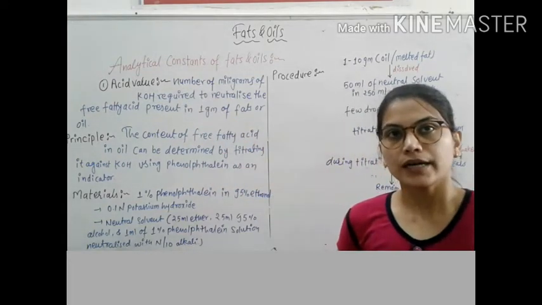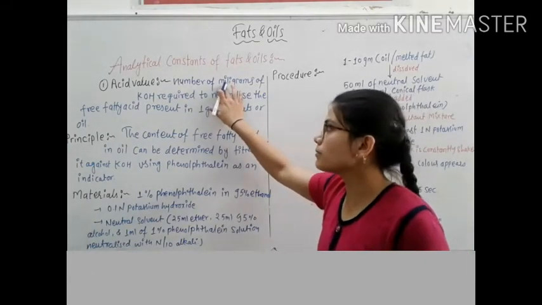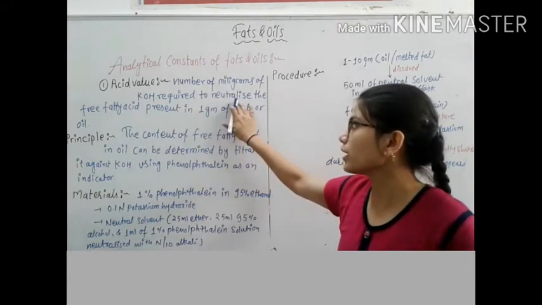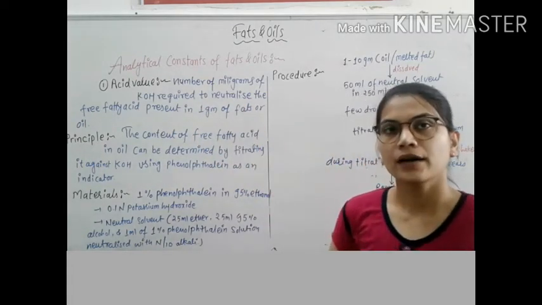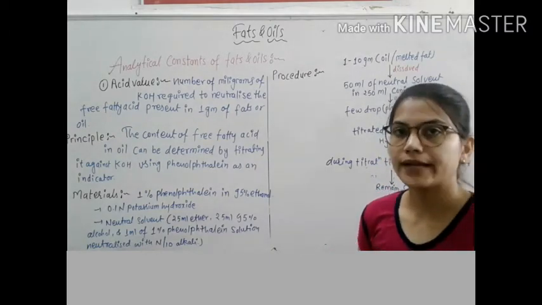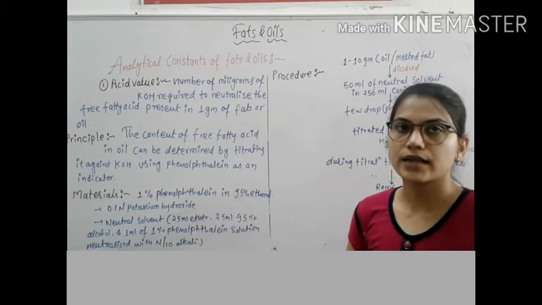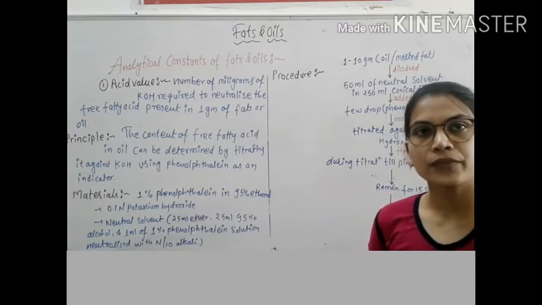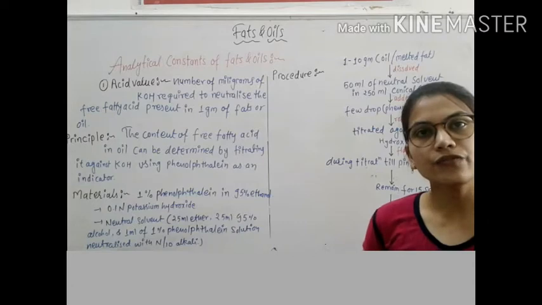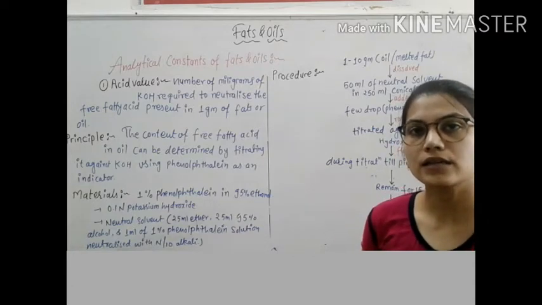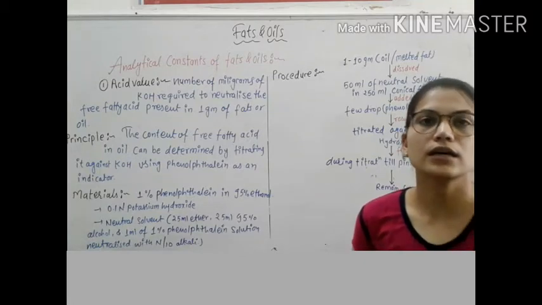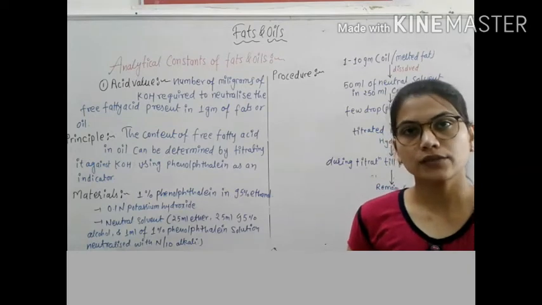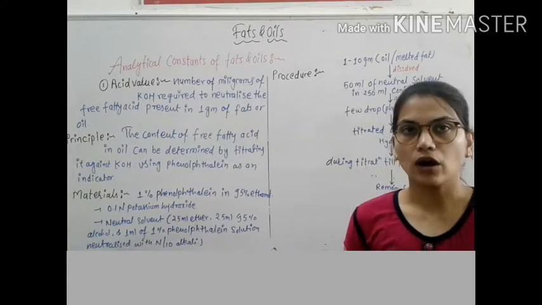Acid value is the number of milligrams of KOH required to neutralize the free fatty acids present in 1 gram of fats and oils. Normally, free fatty acids along with the triglycerides are present in oil in small amounts. The free fatty acid content is the acid number or acid value, which increases during the storage period. The free fatty acid content influences the keeping quality of oil.